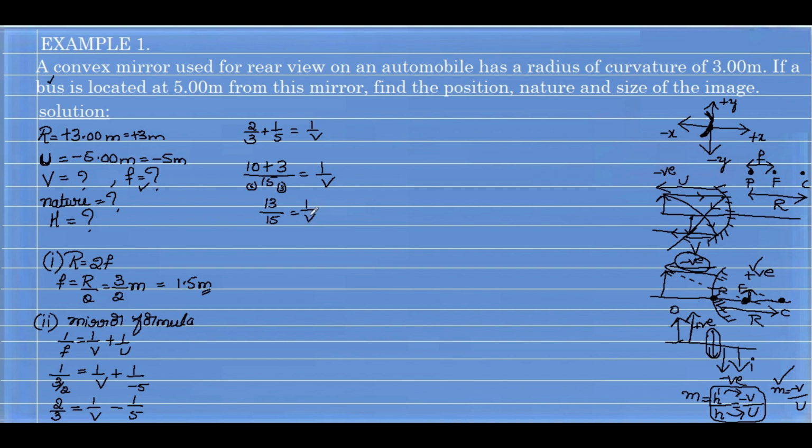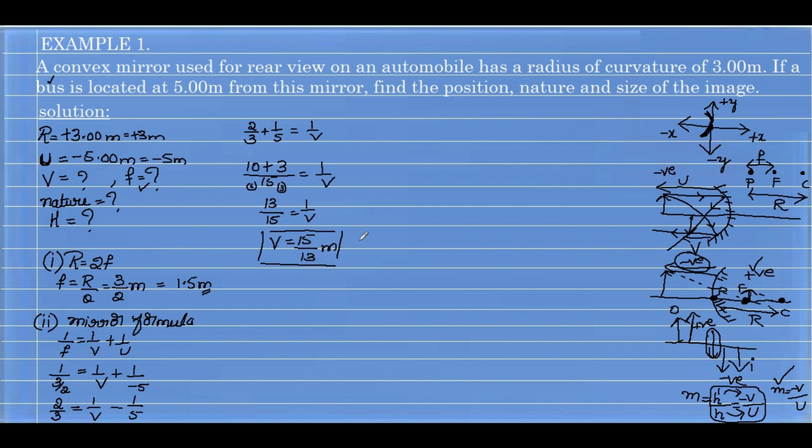The value of 1 by v is 13 by 15. But we need the value of v. So if I take the reciprocal of it, v is equal to 13 by 15 will become 15 by 13. So this is the value of image distance.